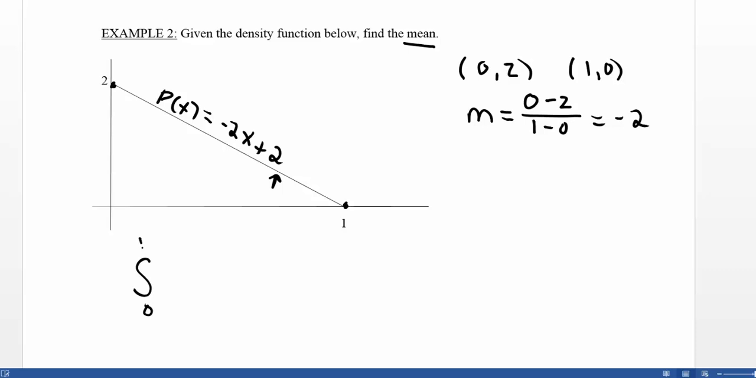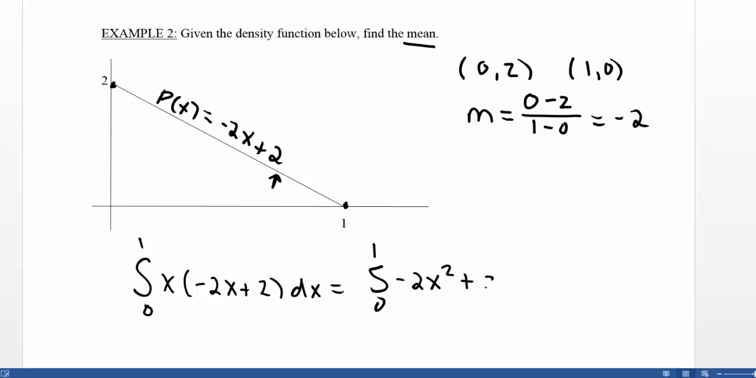So from here, that is the integral from 0 to 1 of x times my density function, negative 2x plus 2 dx. I'm going to simplify this before I calculate. I'm going to distribute the x through, and I get negative 2x squared plus 2x dx.